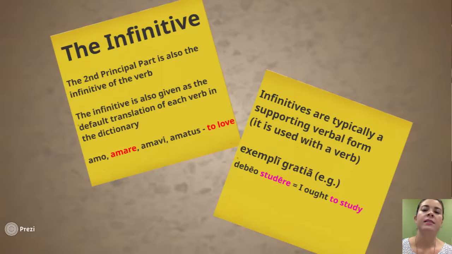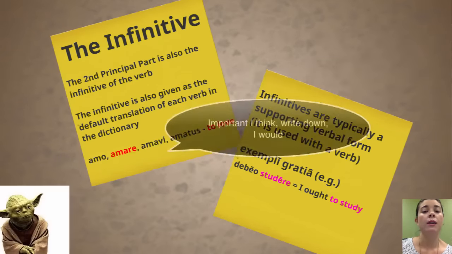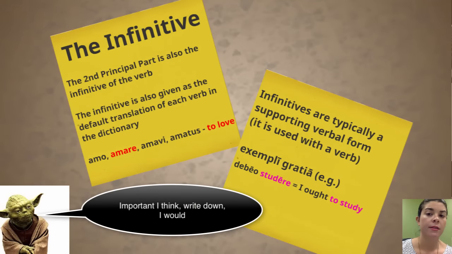Now let's take a look at a different use of the second principal part. Now, the second principal part is also called the infinitive. Now, this is why this principal part is super important in Latin, because it is used for so many different things. The infinitive is also given as your default translation for each verb in the dictionary. So whenever you see a word in a dictionary, you're going to see it all the way through, and then the end will be to whatever the verb means.